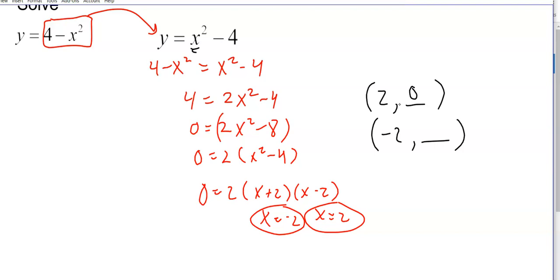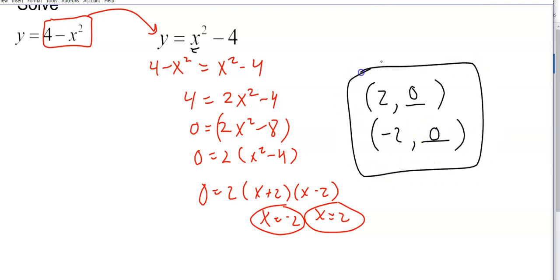And -2 squared is 4, minus 4 is 0. So those are my two solutions there. Again, we're trying to find the ordered pairs (2, 0) and (-2, 0).